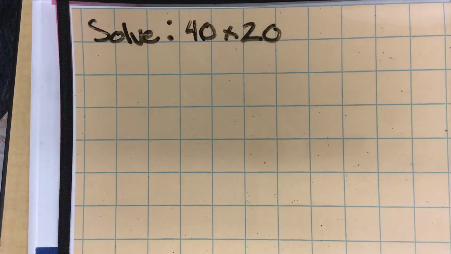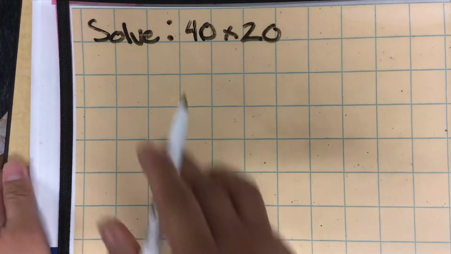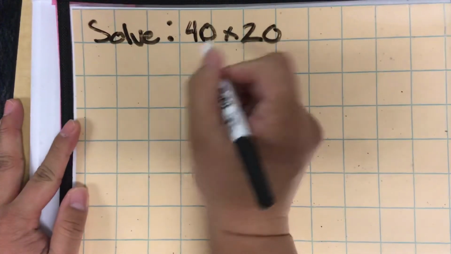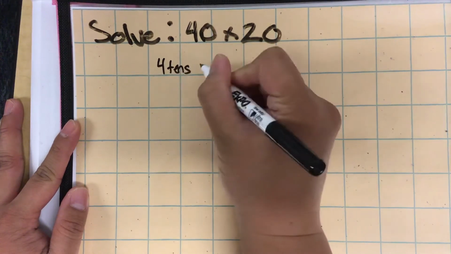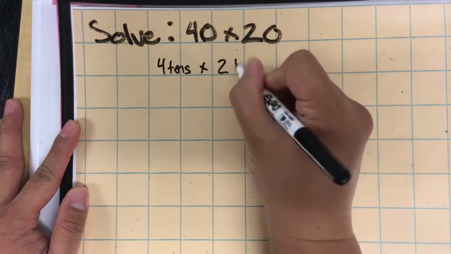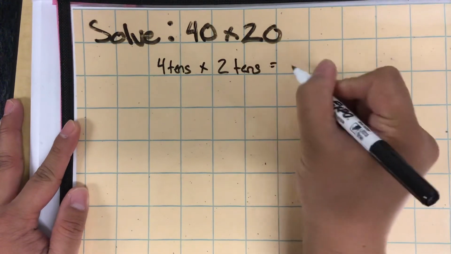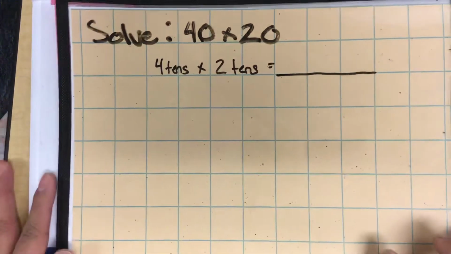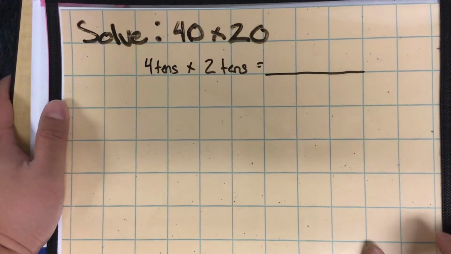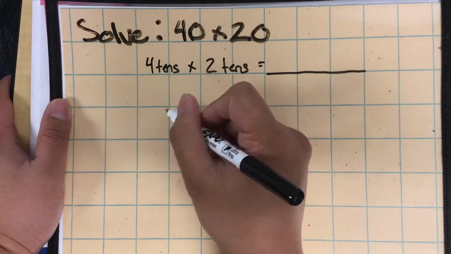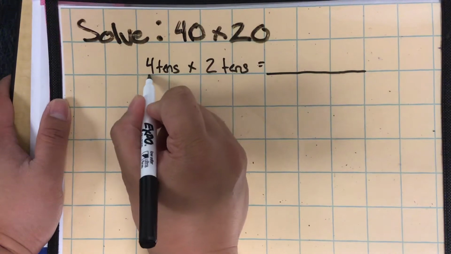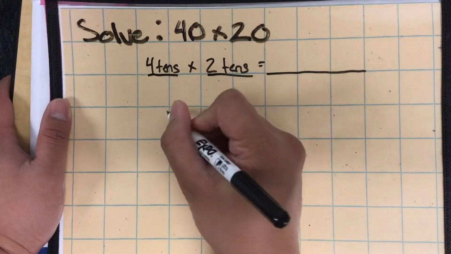So when we think about solving 40 times 20, the first step that we want to do is let's write this in its unit form. So this would be 4 tens times 2 tens. And we're going to try to figure out what that will equal. Now, the first step is we're going to draw a rectangle thinking about 4 tens and 2 tens.